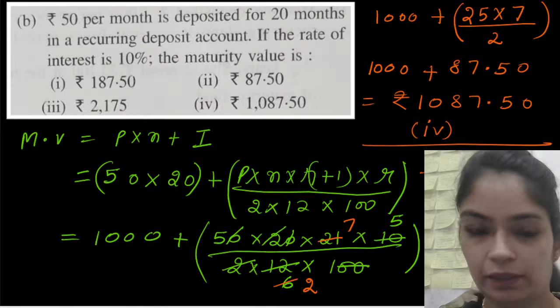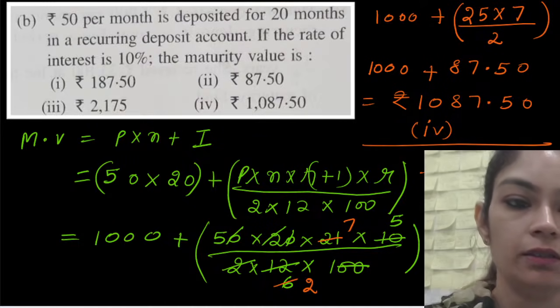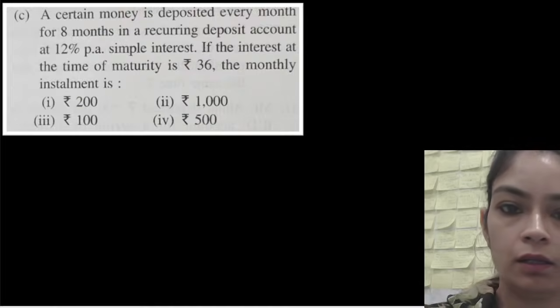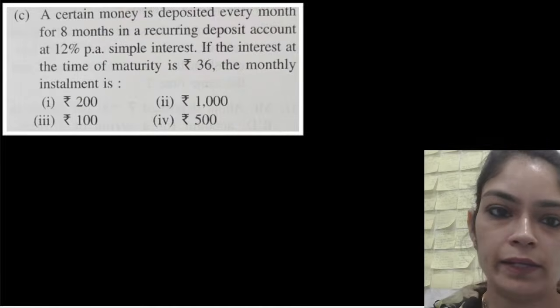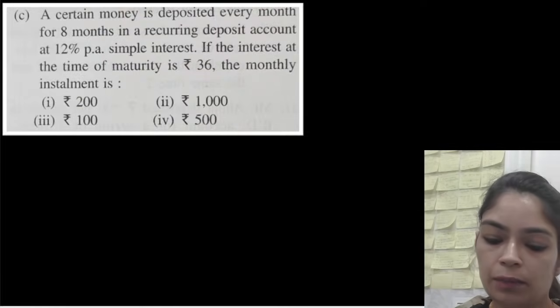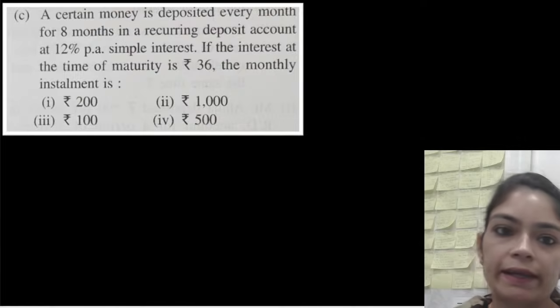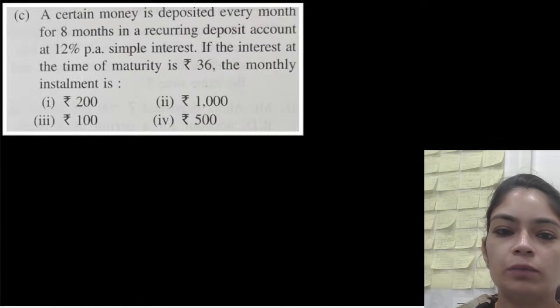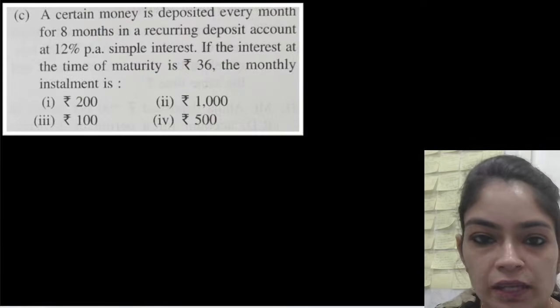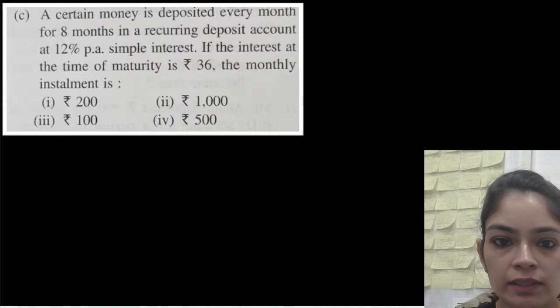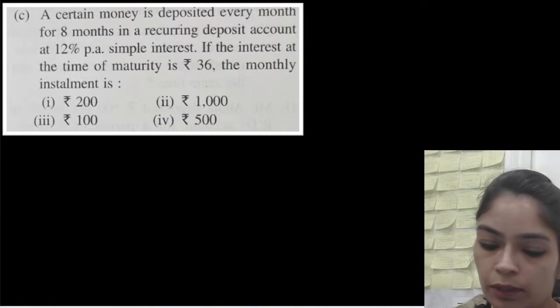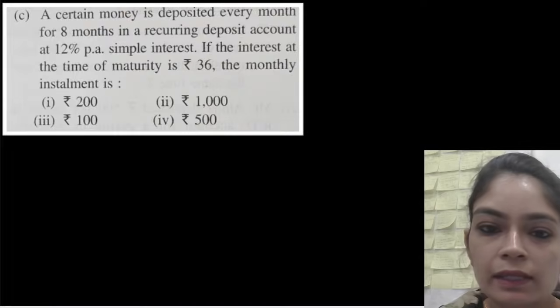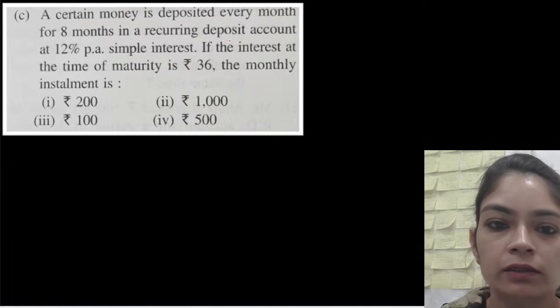No doubts. Let's do the next question. Question you can see on my screen. Tell me the given things and what we have to find here. Certain money is deposited every month for 8 months in a recurring deposit account at 12% interest. If the interest at the time of maturity is 36, the monthly installment we have to find here.